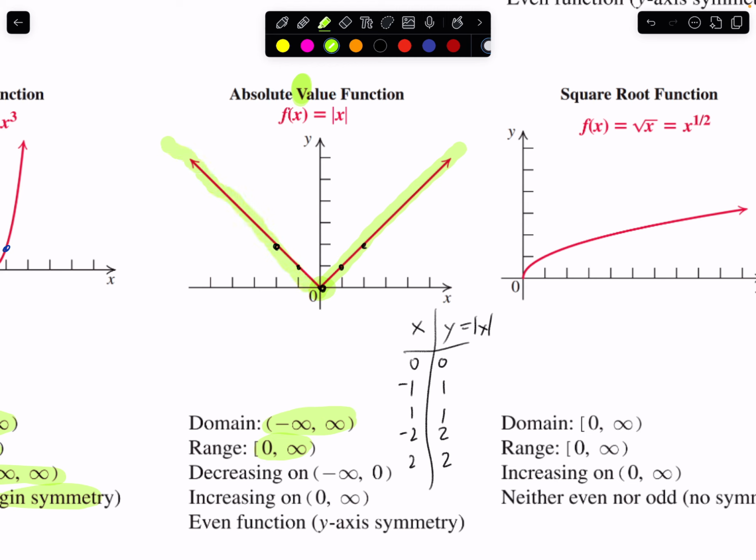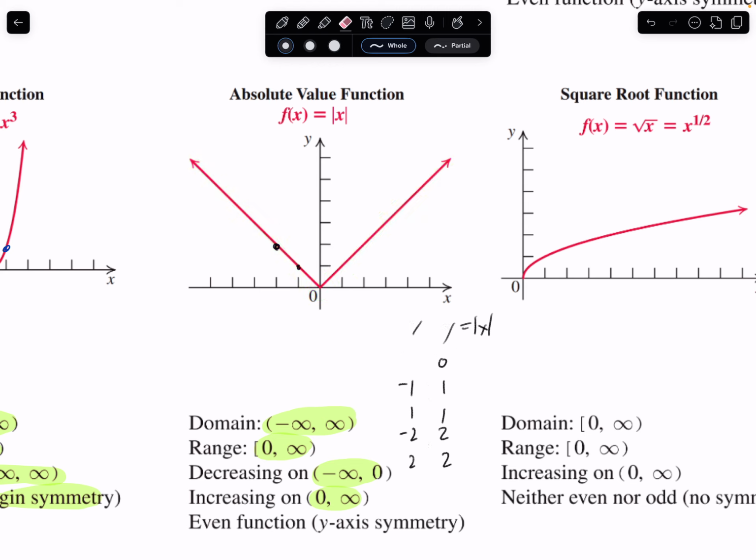It's decreasing in the first half as you read left to right, right? So decreasing up to 0 and then increasing after that. So increasing from 0 onwards. This also has y-axis symmetry, making it even. Y-axis symmetry, remember, means I can reflect over the y-axis and it lands back on itself. So that's the absolute value function.